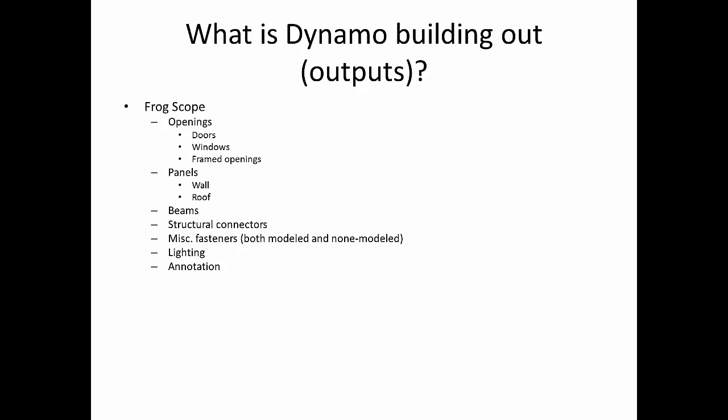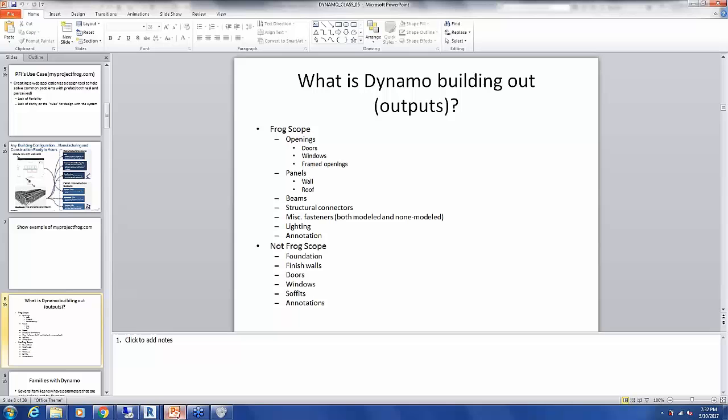We're a product company, so we have our own lighting system. So we add our own lighting systems in there, and then some basic annotations. The non-frog scope items that Dynamo is outputting are foundations and finished walls, doors, windows, soffits, and annotations. Like I was saying, there's some duplication of effort here where we're actually doing some of the AOR's work, but ultimately we want to play as friendly as we possibly can.